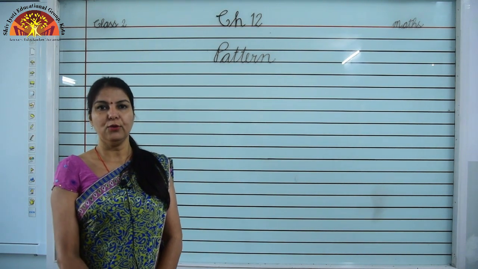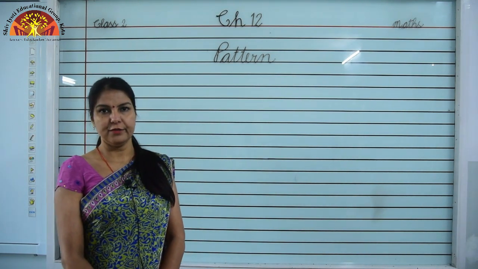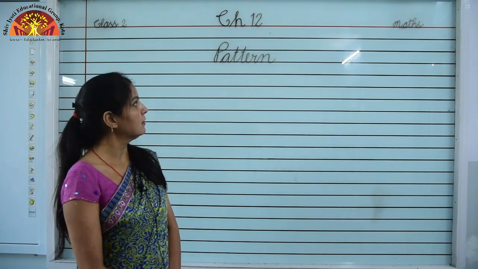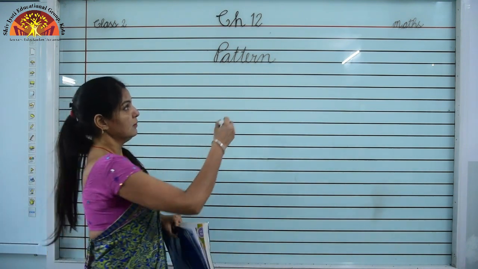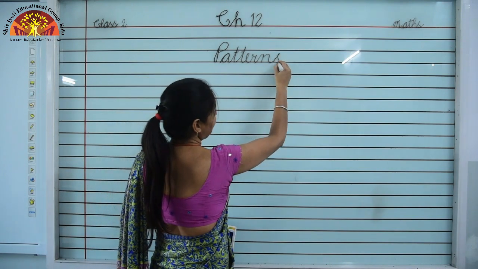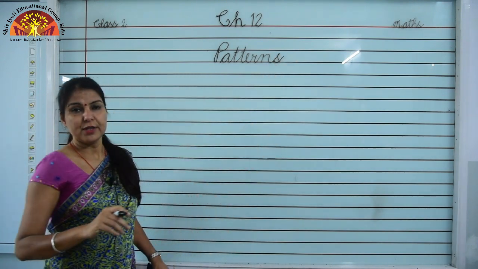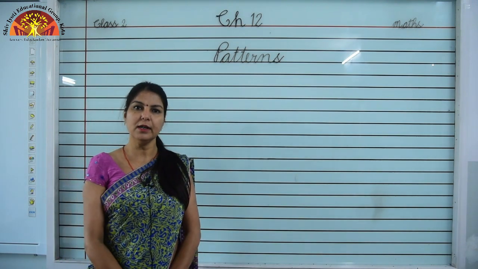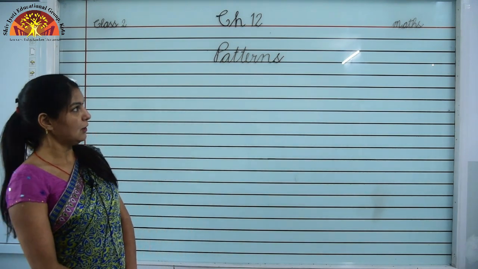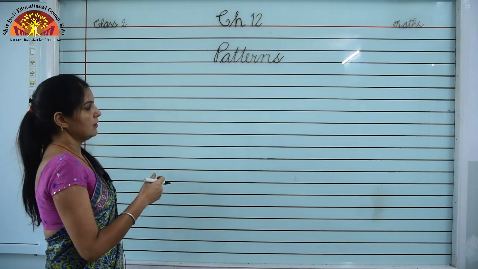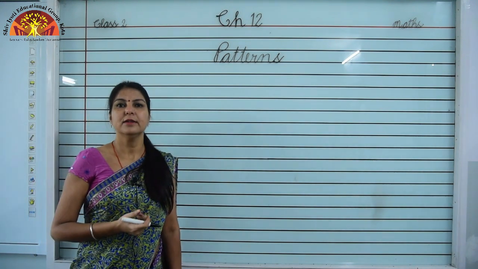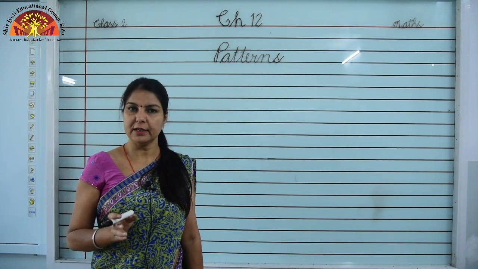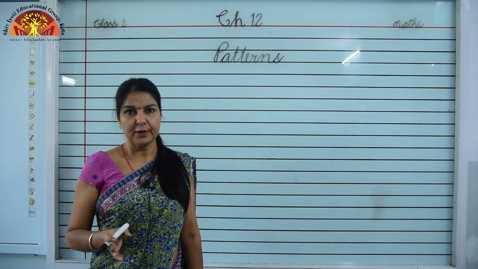Children, now this is the time for revision. You know about this. So we will revise chapter 12, patterns. I hope you all have watched the videos which have been uploaded till now. So have a look here on revision. What are patterns, children? Pattern is an arrangement of repeated figures, numbers.